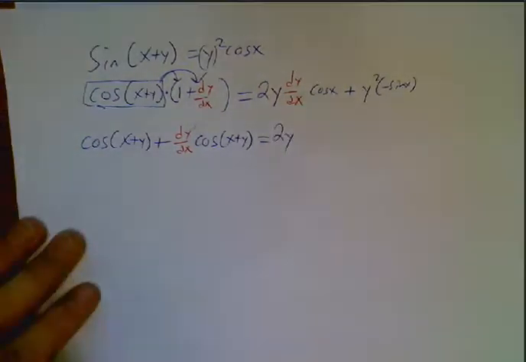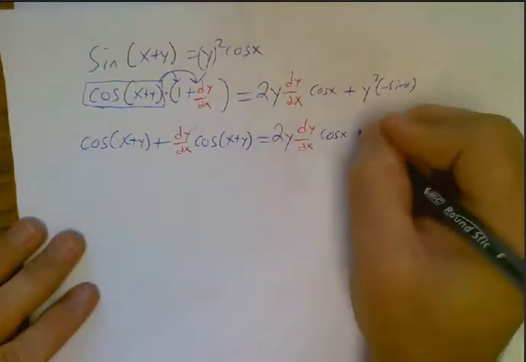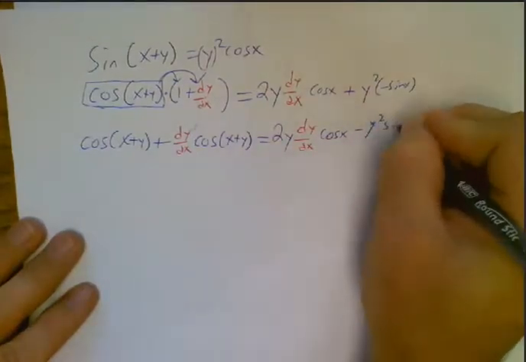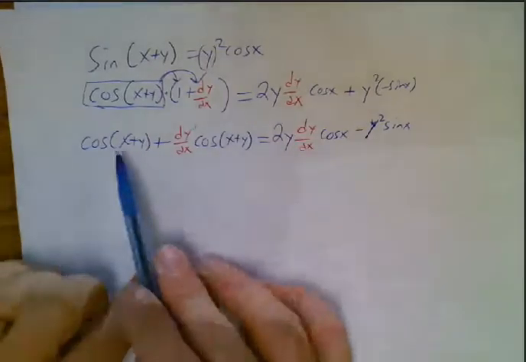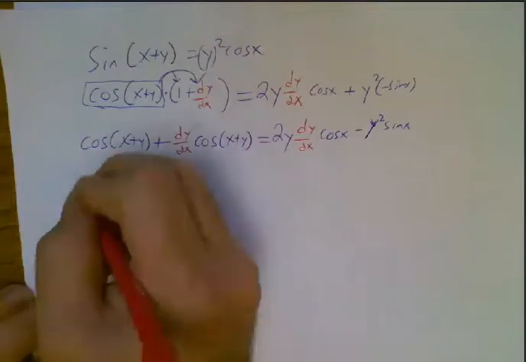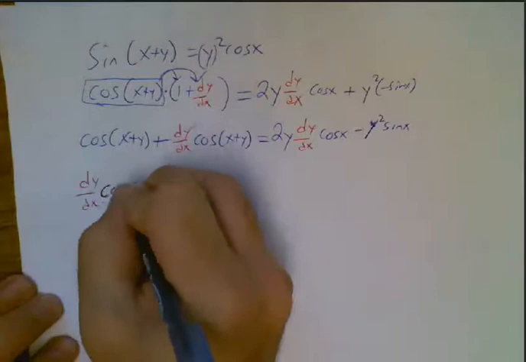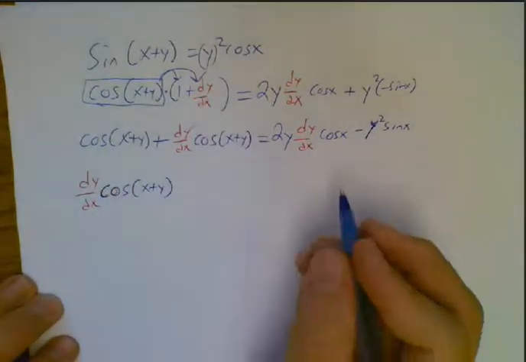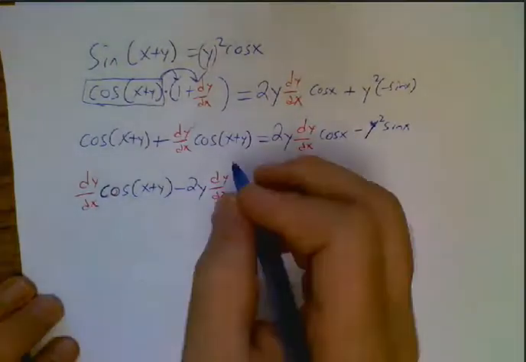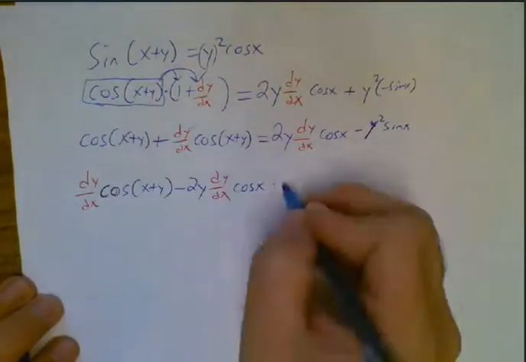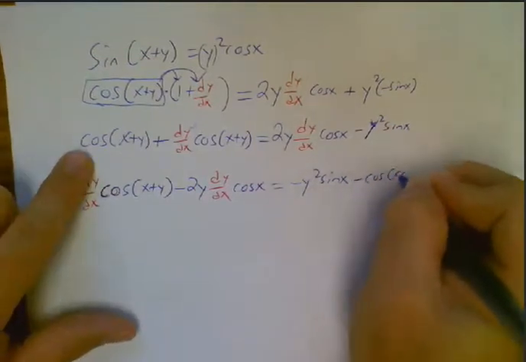So 2y dy/dx times cosine x minus y squared sine x. If I want all my dy/dx's together, I'm going to bring this one over here, and this one over there. I'll do that in one shot. So I have dy/dx cosine of x plus y minus 2y dy/dx cosine x. That's me bringing this one over. On the other side, I have a negative y squared sine x minus a cosine of x plus y.